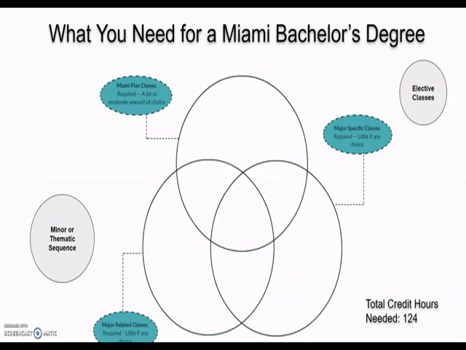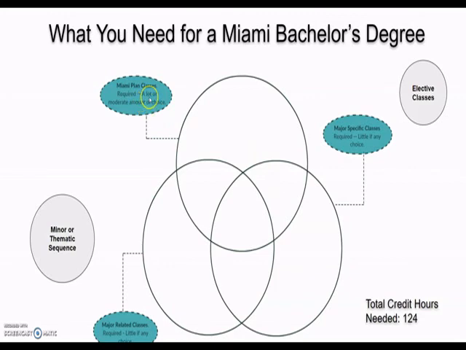It's also important to know that there's lots of different sets of requirements that you have to meet. So the three main requirements are shown here in this Venn diagram in the three circles. Our first circle is your Miami Plan classes, and those are your general education classes, sometimes called your foundation classes.